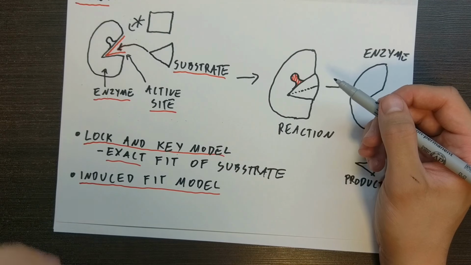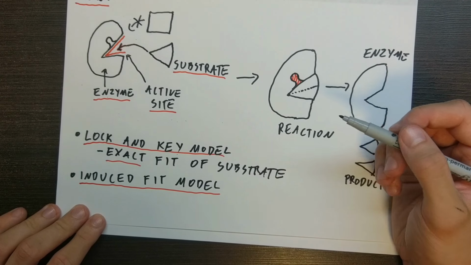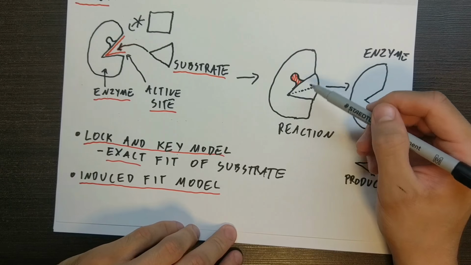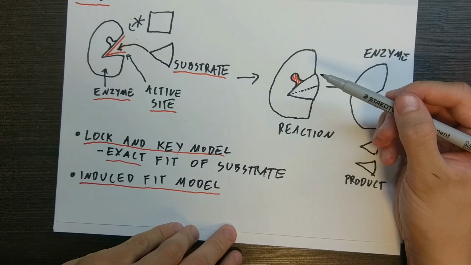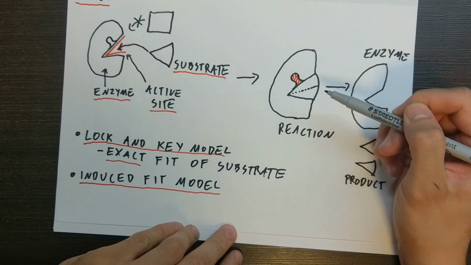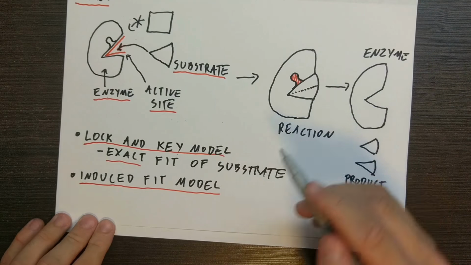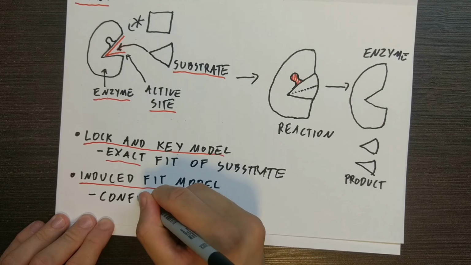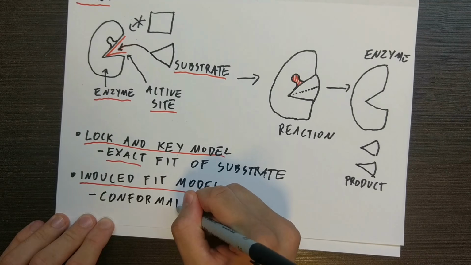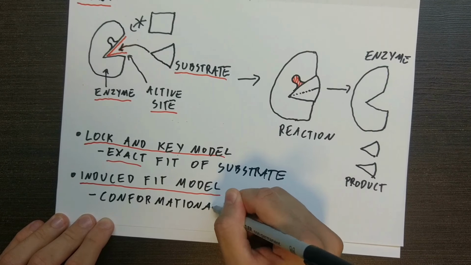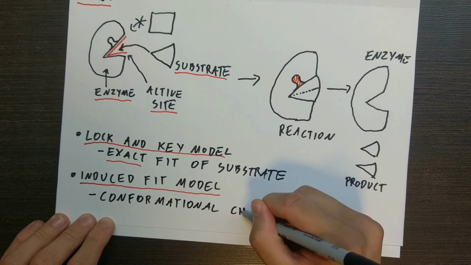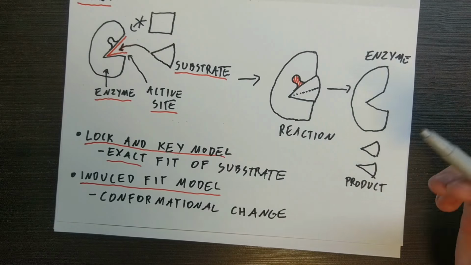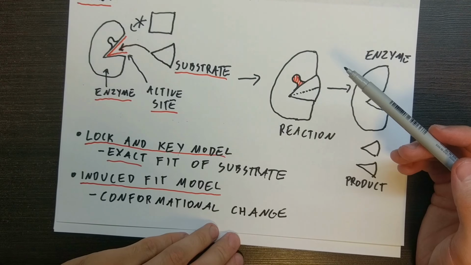It is often called a conformational change, that the active site of the enzyme undergoes conformational change to fit the substrate in order to be able to react it. So I will write it down for you here. Conformational change. So guys, this is how enzymes work.